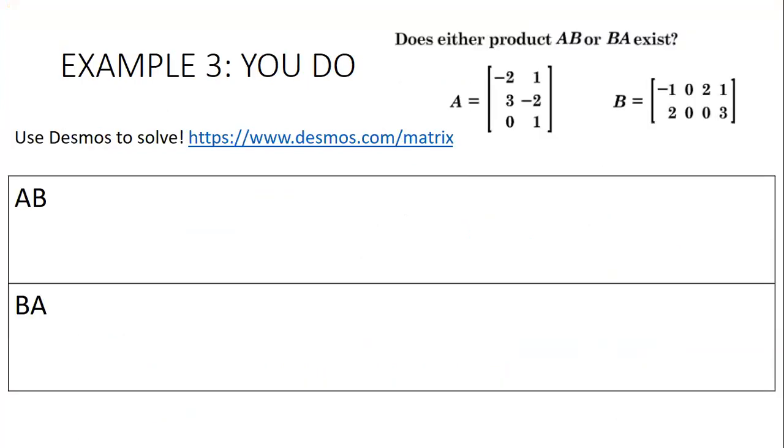Here you go. Here are your two. So here's your matrix A and here's your matrix B. Determine whether the product of A times B exists and the product of B times A exists. If it does exist, please tell me what the product is. You got this.